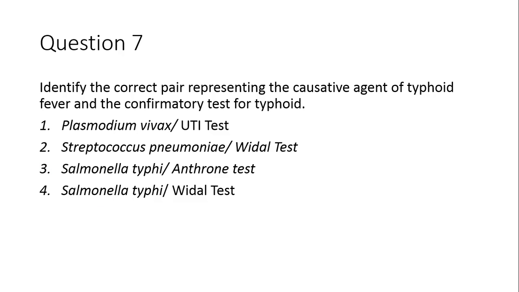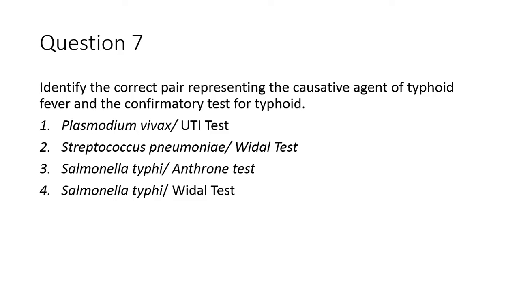Moving to the next question. Identify the correct pair representing the causative agent of typhoid fever and the confirmatory test for typhoid. The options are Plasmodium vivax, UTI test, Streptococcus pneumoniae, Vidal test, Salmonella typhi, Anthrax test, Salmonella typhi, Vidal test.